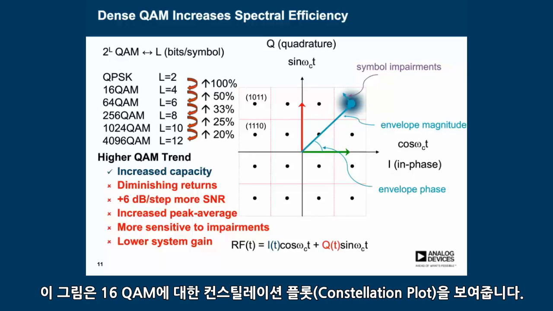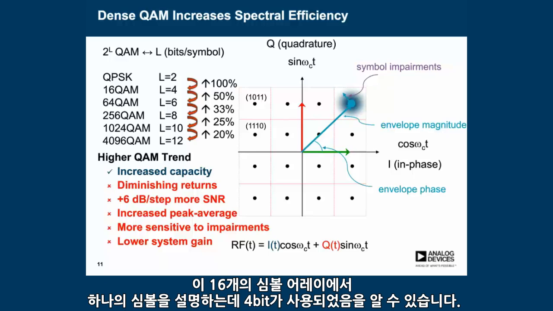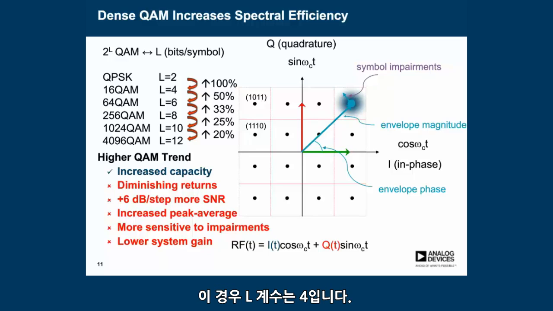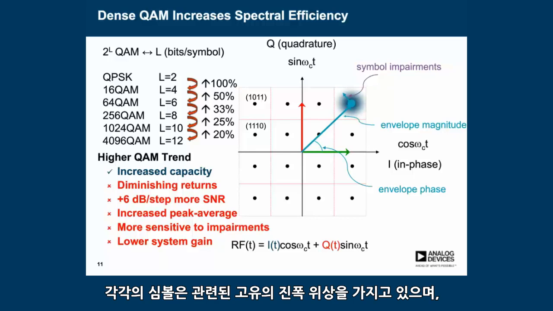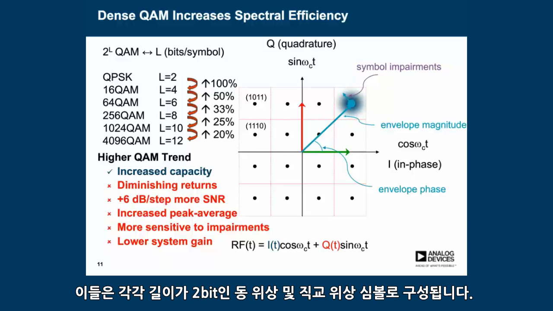The figure shows a constellation plot for 16 QAM. You can see that 4 bits are used to describe one symbol in this 16-symbol array. In this case, the L factor is 4. Each symbol has a unique amplitude and phase associated with it, and these are constructed with an in-phase and quadrature phase symbol that is 2 bits in length for each.